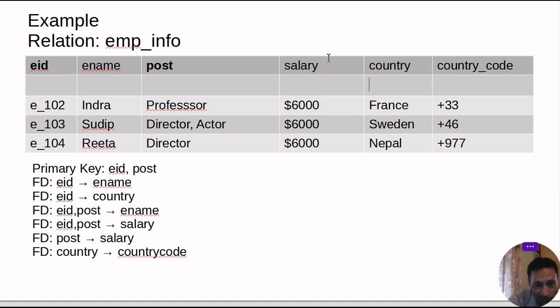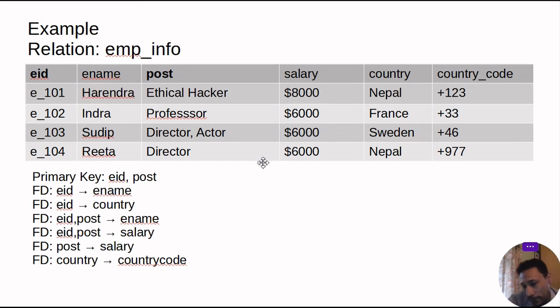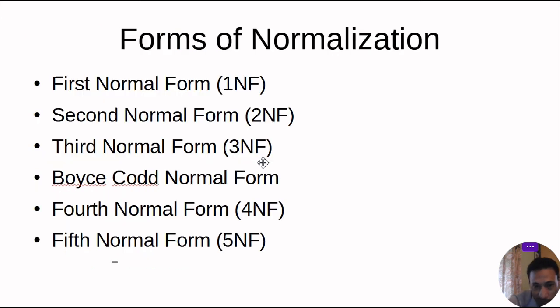Now, how can we eliminate this kind of anomalies: insertion anomaly, update anomaly, deletion anomaly? For that, we have to go for normalization. Normalization is simply a process of breaking the original big table, which has different kinds of anomalies, into smaller tables. There are different forms of normalization: first normal form, second normal form, third normal form, Boyce-Codd normal form, fourth normal form, fifth normal form. If we can normalize a table up to third normal form, it is sufficient.